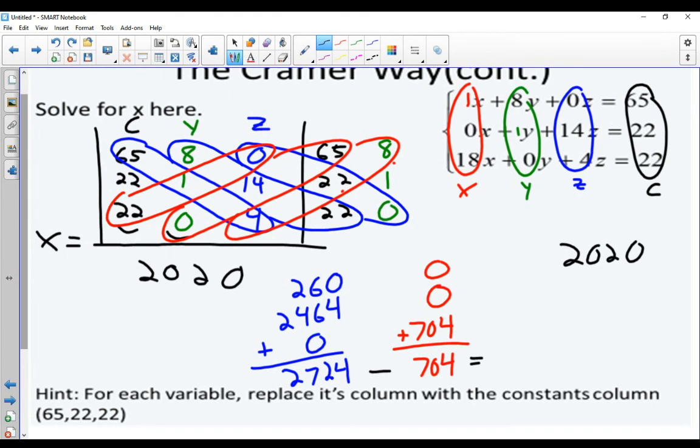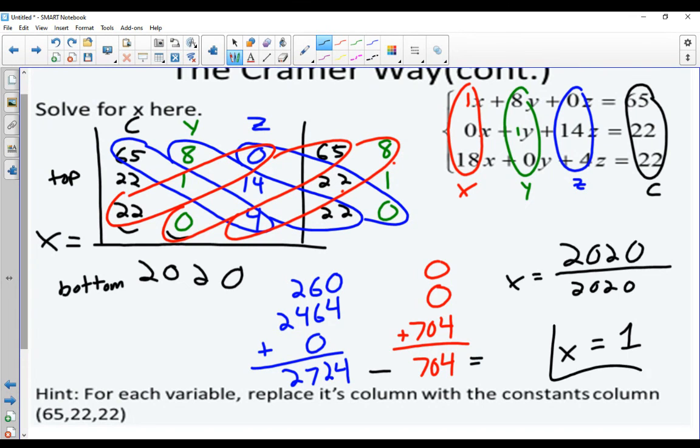Now remember, that was just the top. We still need to divide by the bottom. And the bottom is 2020. So x equals 2020 divided by 2020, which gives you that x is 1.